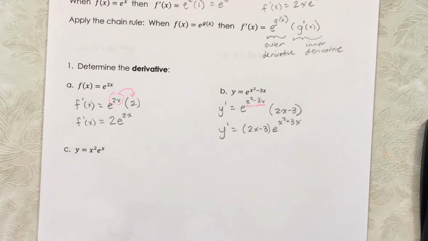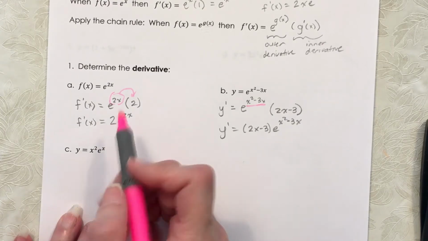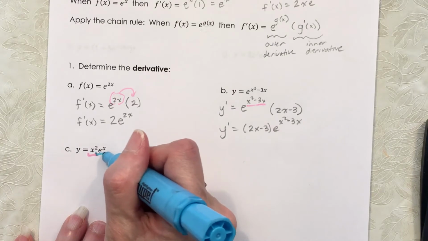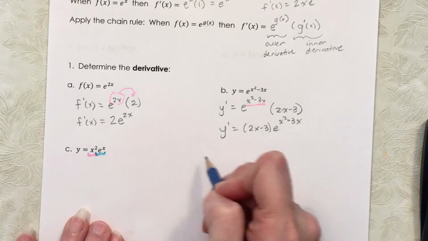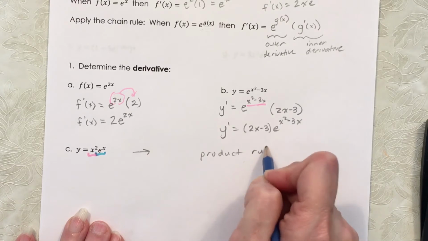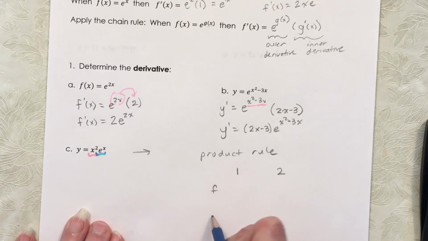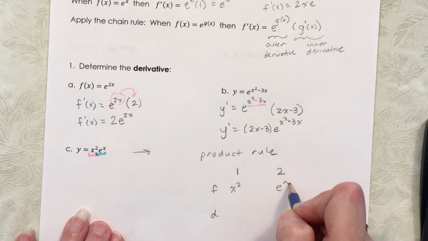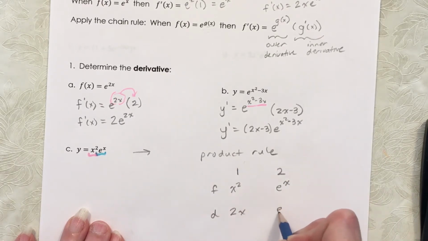All right, so C. So now we have x squared, which is one function of x, multiplied by e to the x, which is a different function of x. So two functions of x multiplying together, which is going to involve the product rule. So for the product rule, we're going to make this chart here. So the first function is x squared, and the second function is e to the x. The derivative of x squared is 2x, and the derivative of e to the x is e to the x.